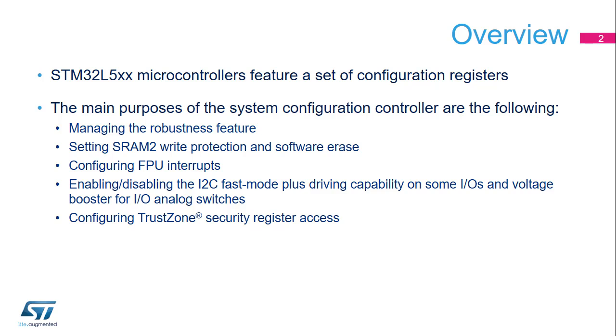STM32L5 microcontrollers feature a set of configuration registers located in the SYSCFG module. The System Configuration Controller gives access to the following features: managing the robustness feature, setting SRAM 2 write protection and software erase, configuring FPU interrupts, enabling and disabling I2C fast mode plus driving capability on some IOs and voltage booster for IO analog switches, configuring TrustZone security register access.